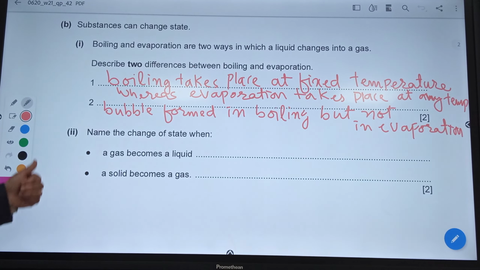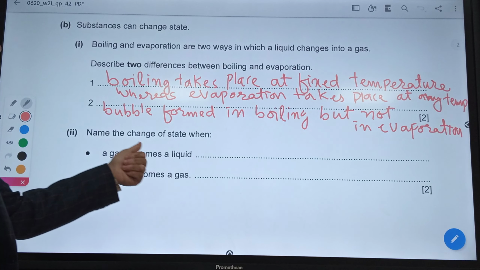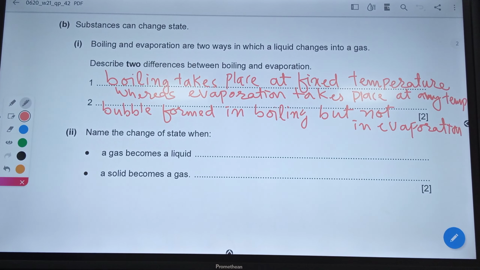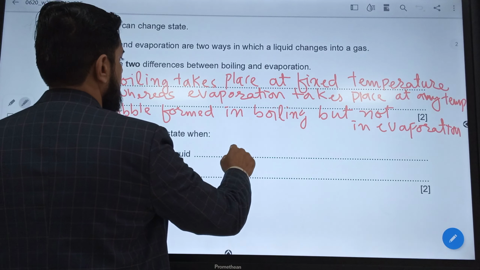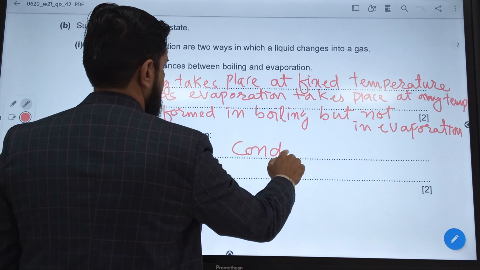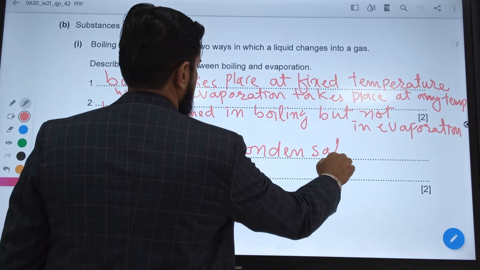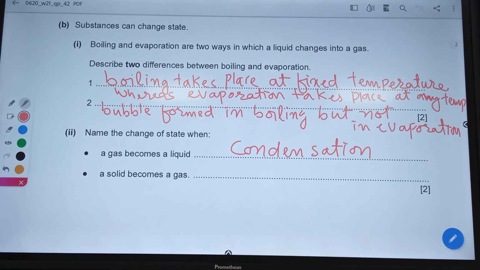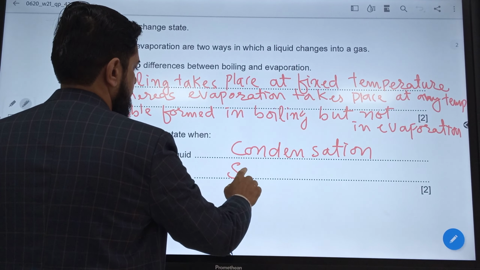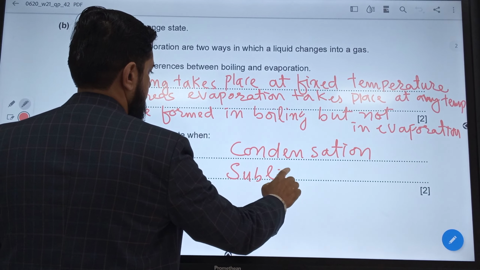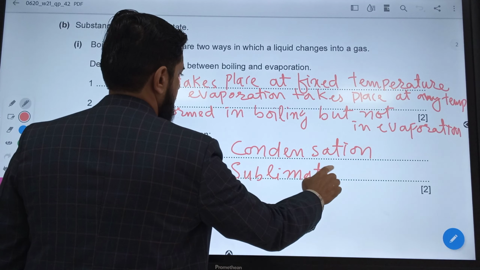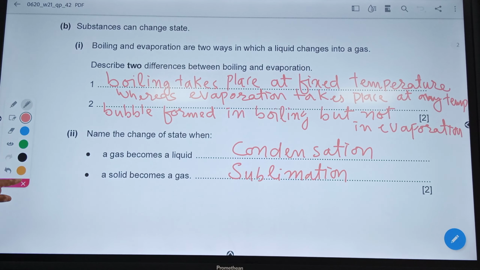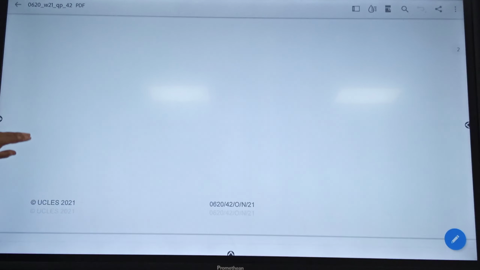Okay. Then in second part of the B, name the change of state when a gas becomes a liquid. So we can say what it is: condensation. Whereas the solid becomes a gas, so this is what? Sublimation. So it's done. Now we are proceeding to the next part of the same question.